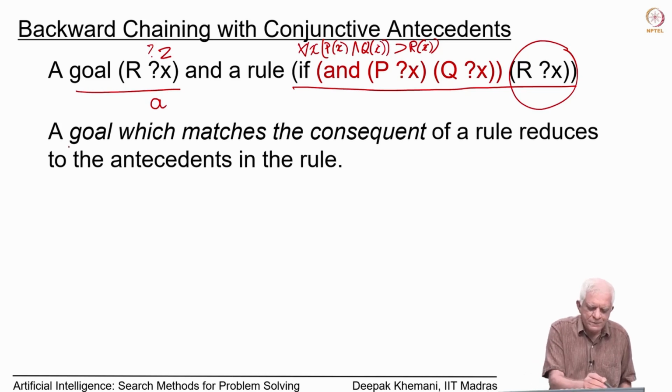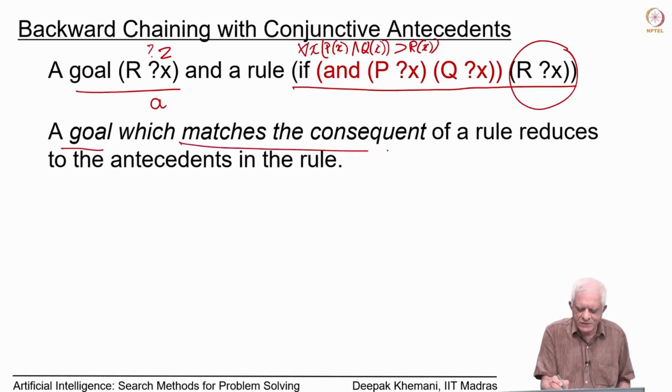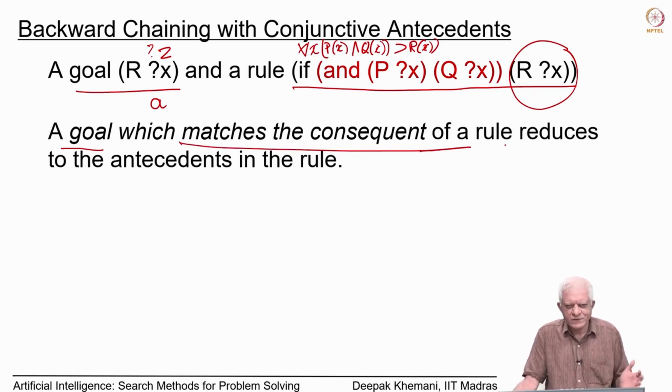So, a goal in our case R of x matches the consequent of a rule and reduces to the antecedents in the rule. That is a process that we also saw at the end of the last class, that we reduce goals to sub goals. So, let us look at that process again. We want to show that R of x is true and we have a rule which says that if Px is true and Qx is true, then Rx is true.